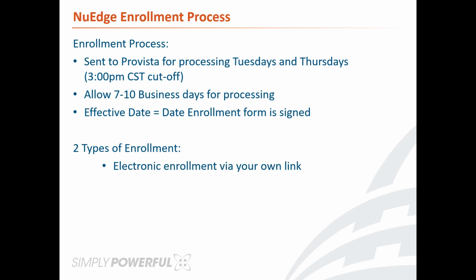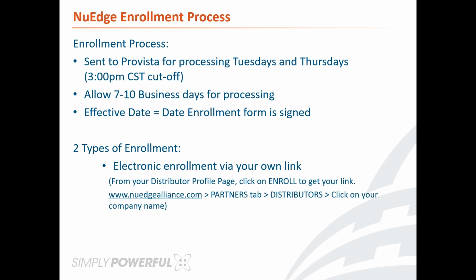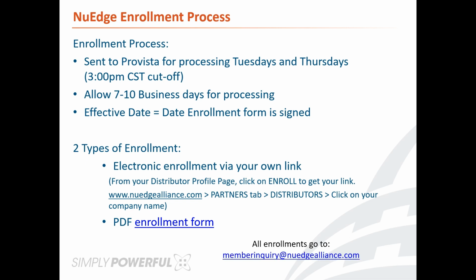There are two types of enrollment. One is the electronic enrollment, which is your link, which I will send you, as well as it is on the New Edge website under your web page. And then a PDF version. That's in case one of your salespeople actually wants to hand a paper to them, or they can do that and then scan it and send that back to me, and we'll get that going for you.